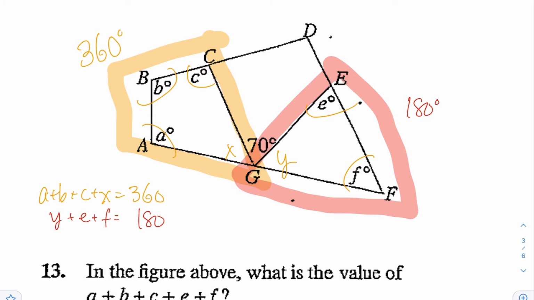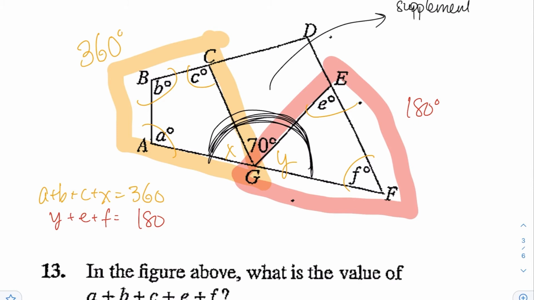So once you know that, the last equation that you can use is these 3. Here you have a straight line, and that means that these angles are supplementary, which means they add up to 180 degrees. So it's just a straight line. So x + y + 70 is equal to 180. And from here, you can subtract 70 from both sides to get that x + y has to be 110.